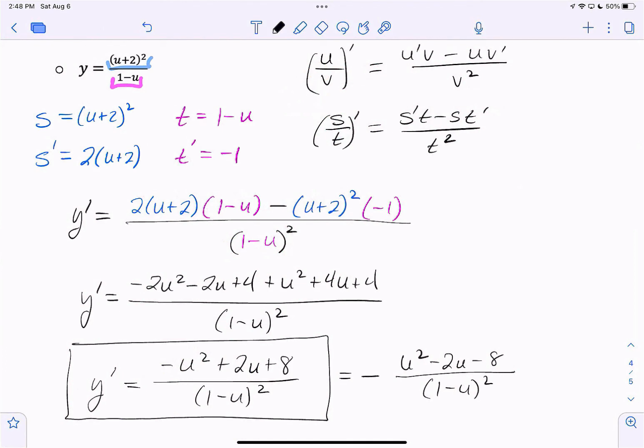Another thing here is that when I found s prime, I did not FOIL out. I could have. And if I did, it would look like u squared plus 4u plus 4. And then using the power rule, I would end up with 2u plus 4, which is the same expression as 2 times the quantity of u plus 2. All right, so either way would have been fine, and here we are.